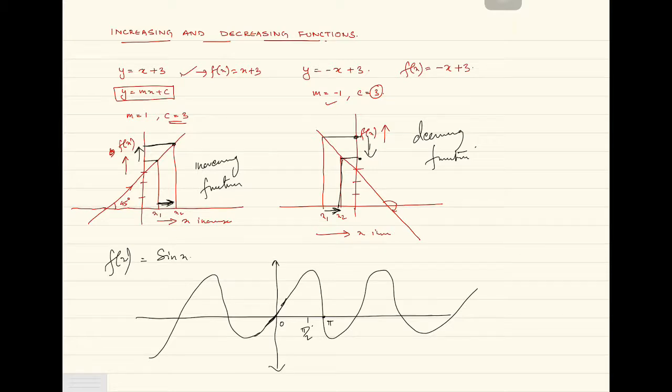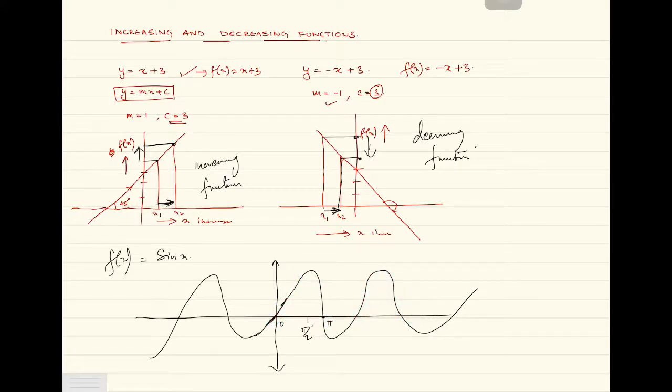Now if you ask me what is happening to the function f(x) equals sin x here, well, is it increasing or decreasing? Now it depends. If you look overall, sometimes it increases, sometimes it decreases. As you can see here, sometimes it increases, sometimes it decreases, the other time again it increases, the other time it decreases, isn't it? So it depends on the interval.